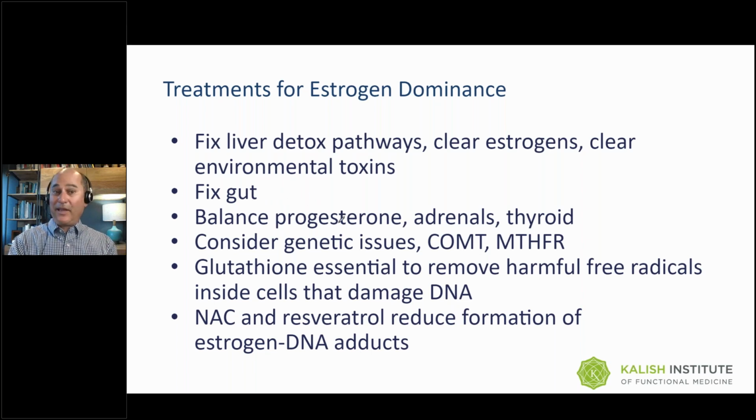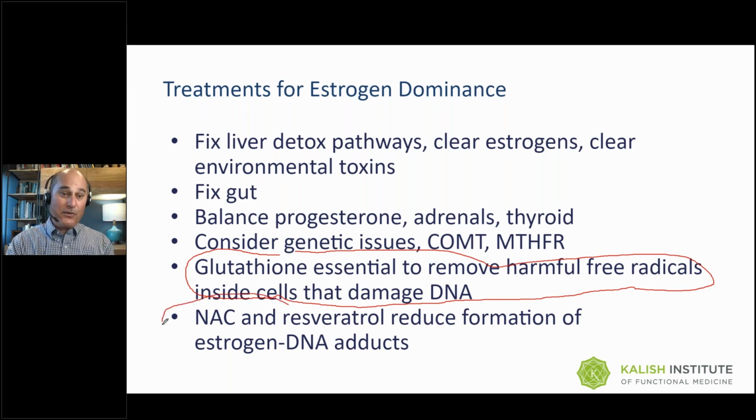You also don't want to forget about progesterone, adrenals, and thyroid. You don't want to forget about genetic issues. MTHFR would obviously create everything that we're talking about. Problems with COMT that are genetically based would as well. And then one of the secret sauce treatments would be glutathione to get the free radicals out that damage the DNA. And you can use glutathione itself.